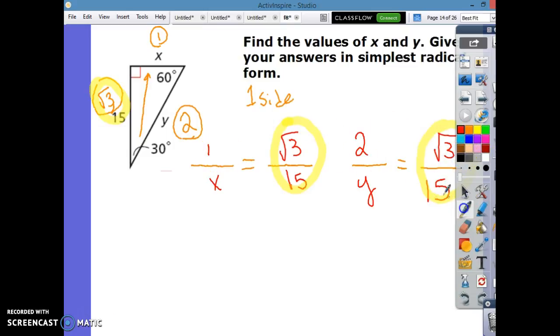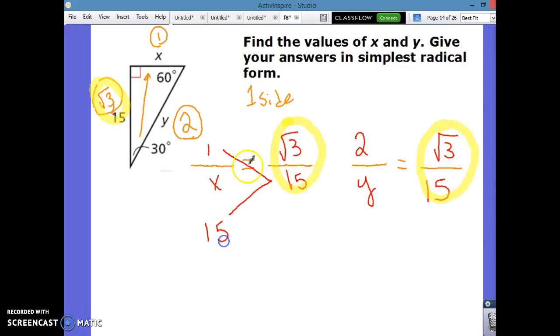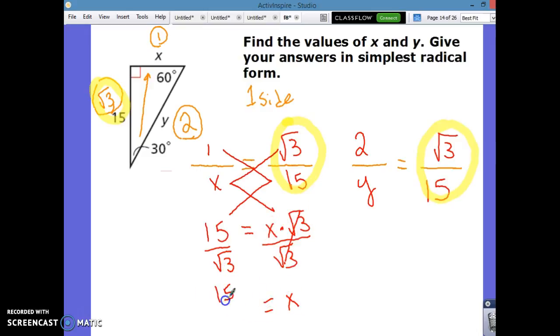We can cross multiply. 1 times 15 is going to be 15. Square root of 3 times x is going to equal x times the square root of 3. Now we know we need to do the inverse of multiplication, so we're going to divide by the square root of 3. We get x equals 15 divided by the square root of 3.